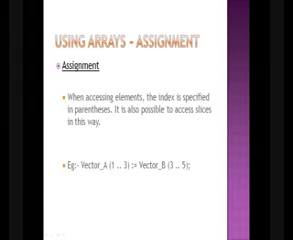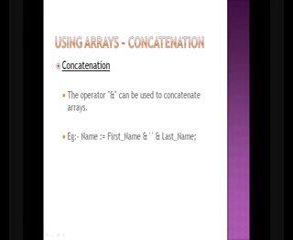When accessing elements, the index is specified in parentheses, not in square brackets. It is also possible to access slices of an array in this way. Another important operator provided by Ada is the concatenation operator, which is represented by &. We can use & to join two existing arrays and create new arrays. This is very useful when you are using arrays to represent matrices.